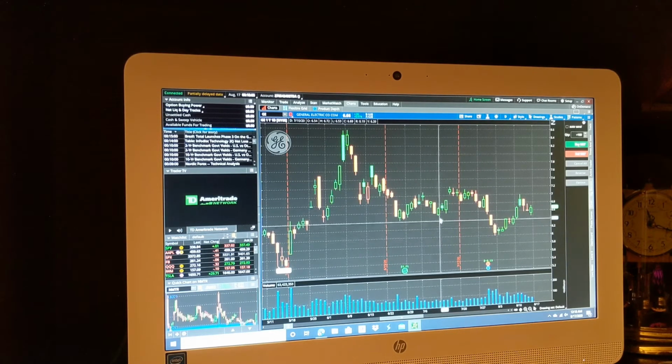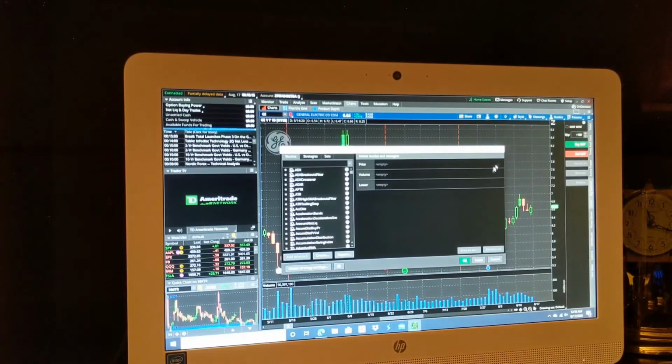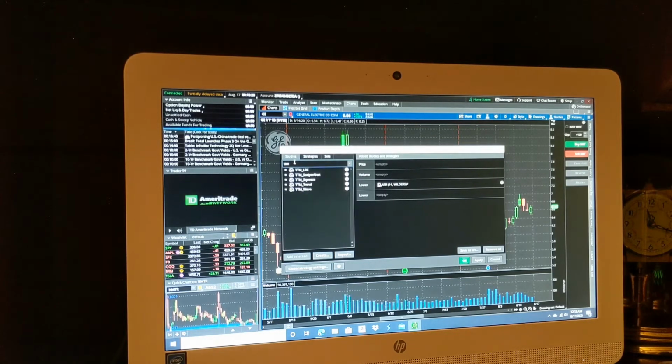One of the reasons that I'm picking this stock is because I want to show you guys how easy it is to read on this. So let's go ahead and jump in. We're going to come up here to studies, down to edit studies. One of the very first ones you're going to see is ATR. Double click it. Come up to the search box. Type in TTM. You're going to go down until you find TTM Squeeze.